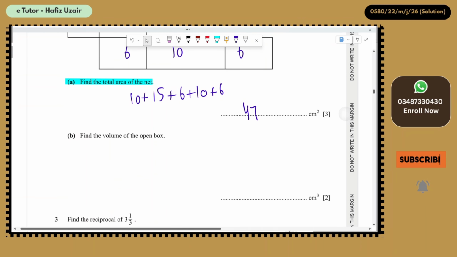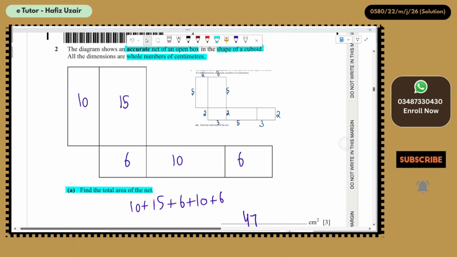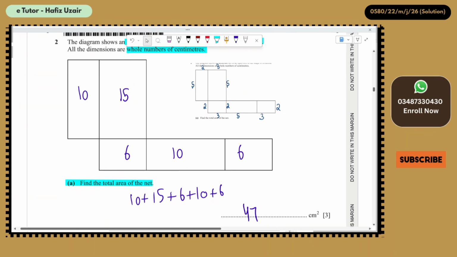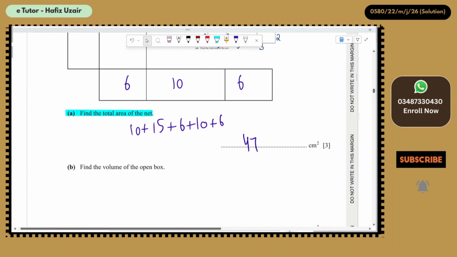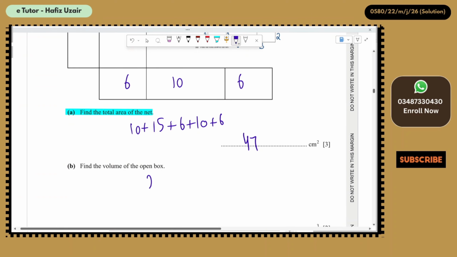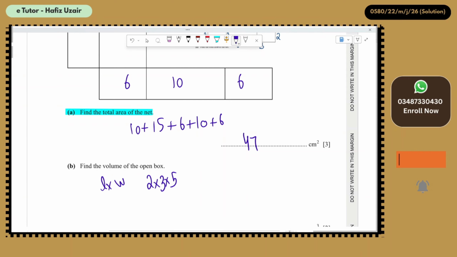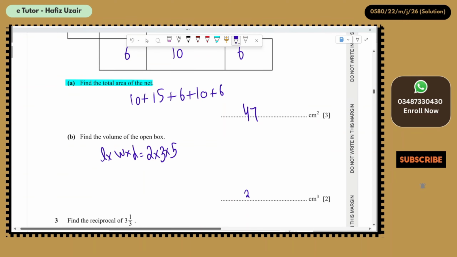So find the volume of open box. You can check that the dimensions are 2, 3, and 5. All these dimensions are repeating: 2, 3, and 5. So you can say the volume is 2 multiplied by 3 multiplied by 5, which is length multiplied by width multiplied by height. So this will be 30 centimeter cube. So hopefully that makes sense.